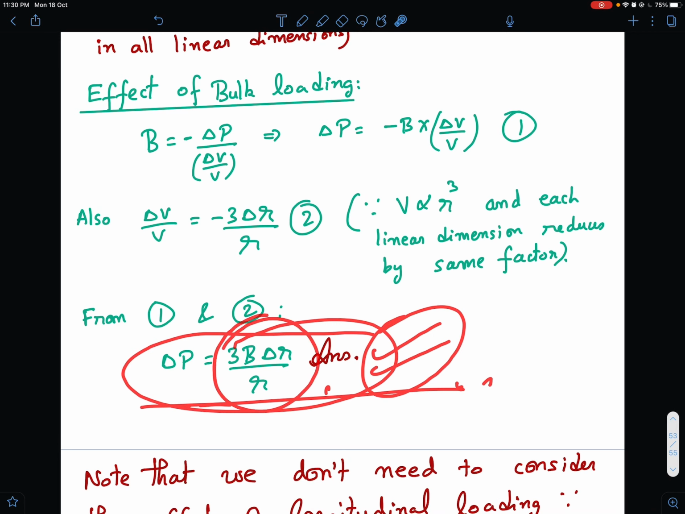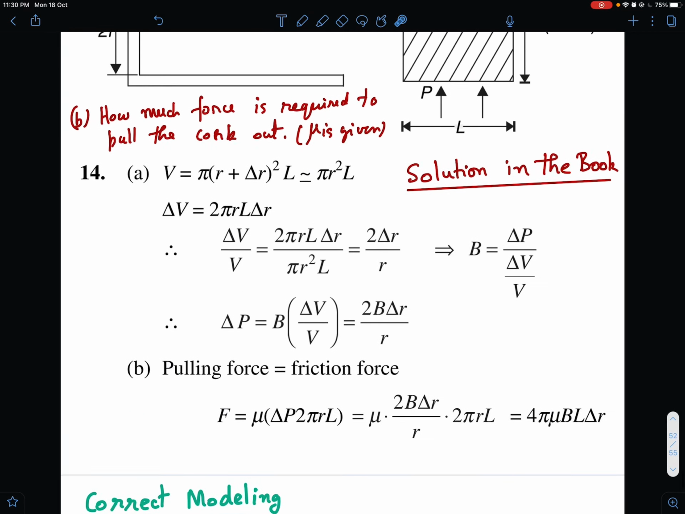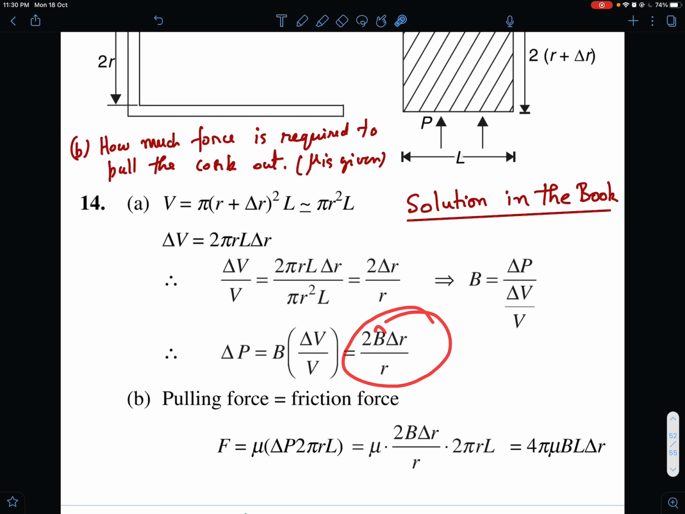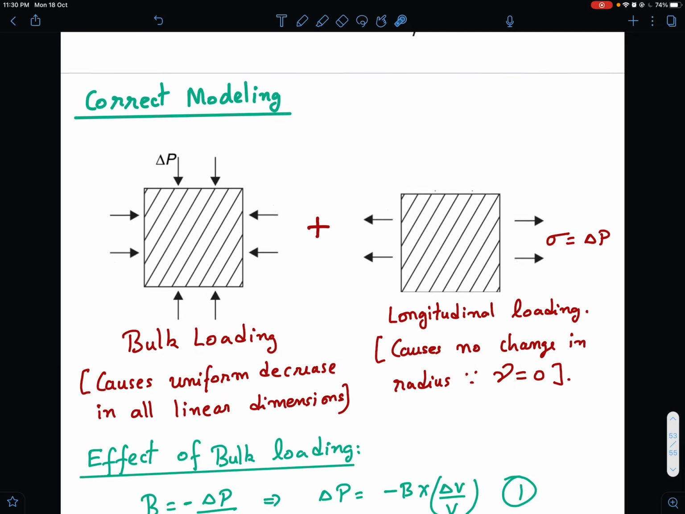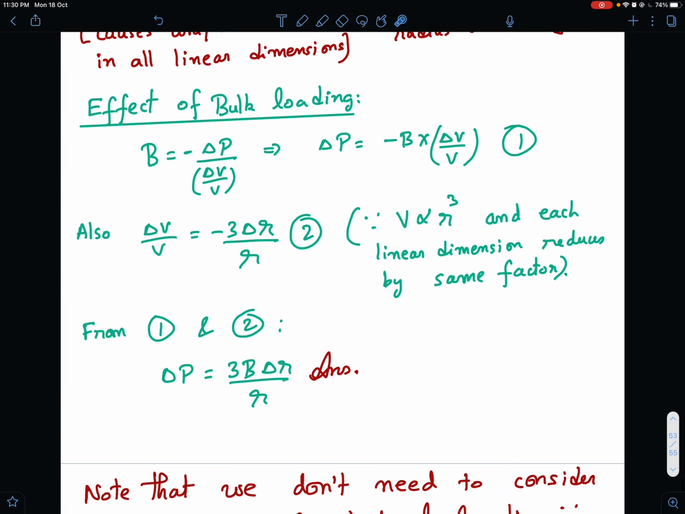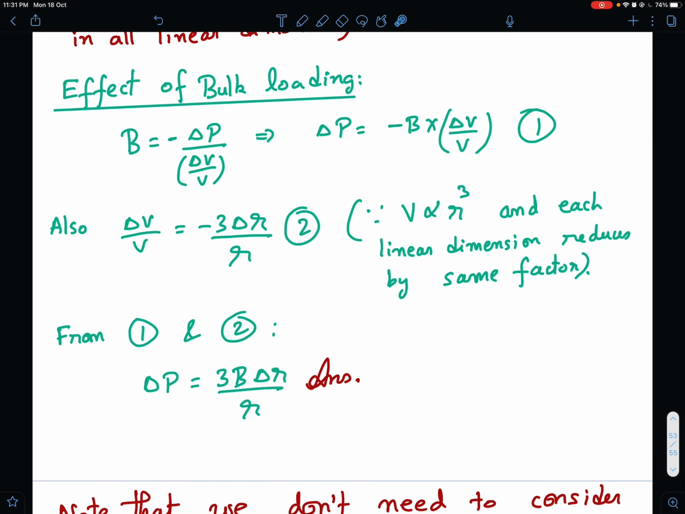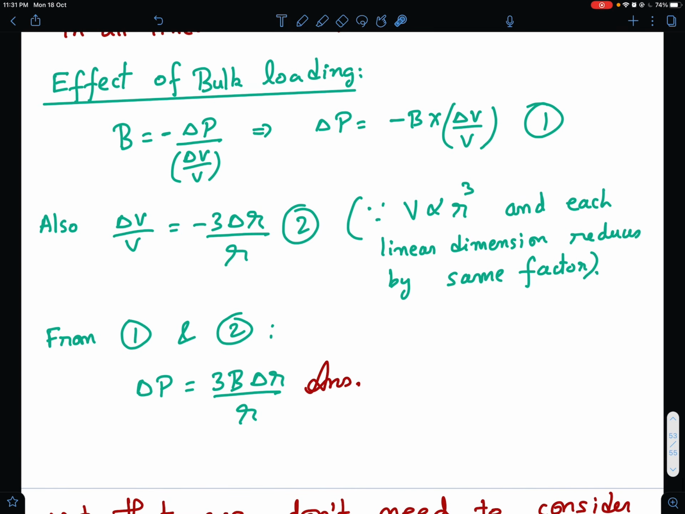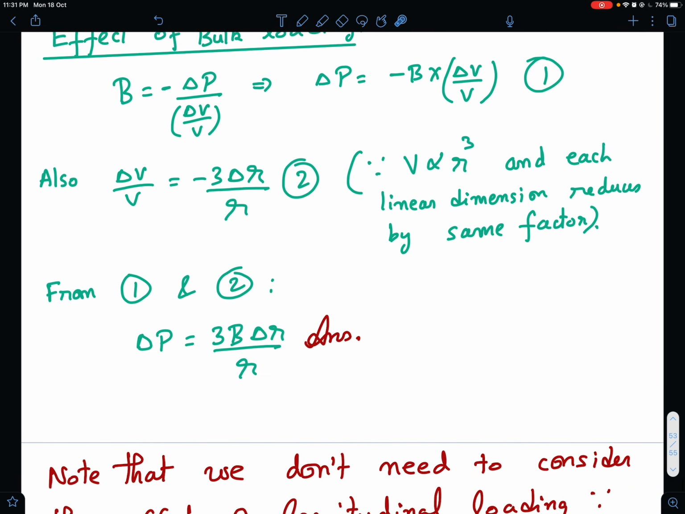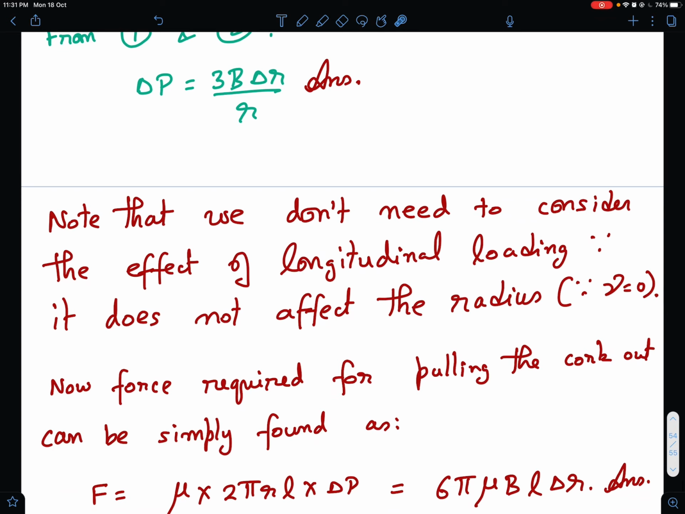Okay, this is how you should do this problem. So now we are getting 3B delta r by r, whereas the book gave the answer as 2B delta r by r. So this is the problem. I hope the concept is clear. It's a very important concept and very well in the spirit of JEE. So I hope if this question comes, you won't get it wrong. Question similar to this, and perhaps even more challenging question with Poisson's ratio, I hope you'll be able to do it.